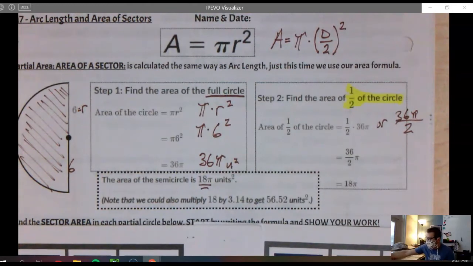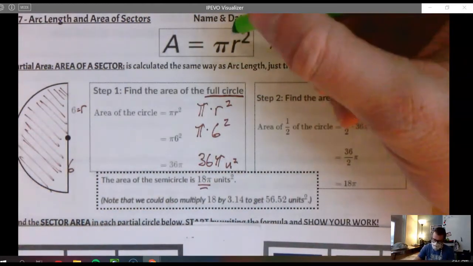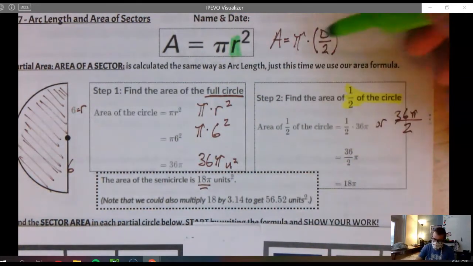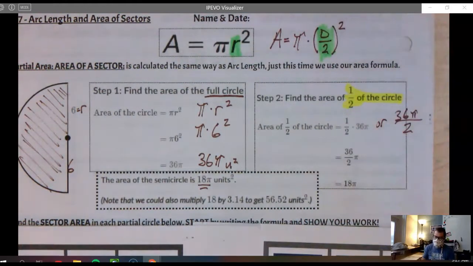Because radius is the diameter divided by 2, if we replace the radius with diameter divided by 2, this is still true. So if you're given the diameter, sure, you could use this formula. Technically, you could find circumference or area using radius or diameter. Either of them can be used, because they directly relate to each other.